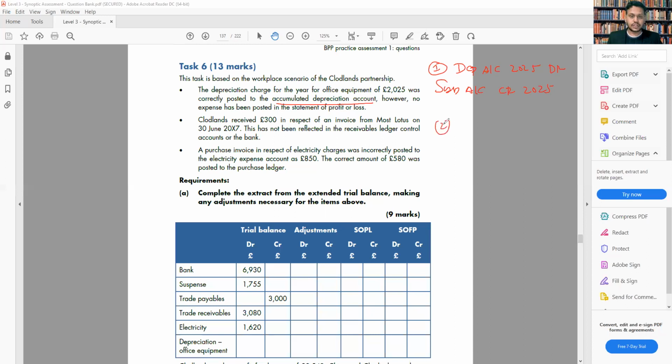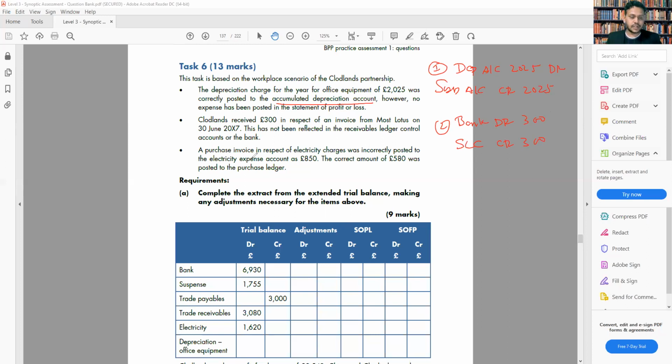Next one, number two, the journal here is Codeland received 300 in respect of an invoice from Most Lotus on 30 June 2017. This has not been reflected in the sales ledger control or the bank. I completely forgot. I received £300 from a customer, but I completely forgot to record it. So if I receive money, my bank goes up. So bank is debit 300, and sales ledger control is credit 300. Bank is a debit because money comes to the bank. So bank will go up. And on sales ledger control, the customer balance will go down. So sales ledger control is credit.